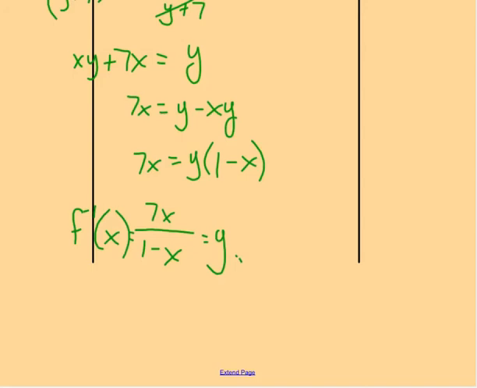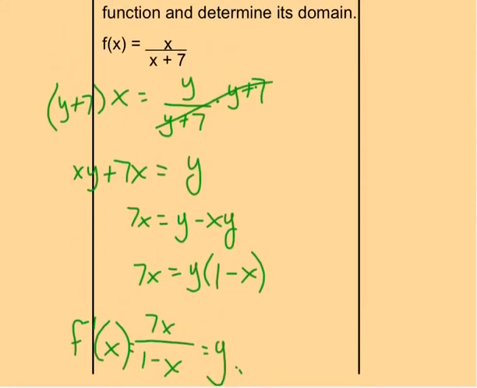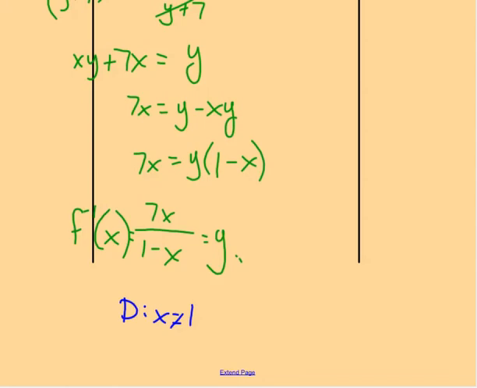For the domain, we need to look at what makes our inverse undefined. In this case, if x were 1, that would make the denominator 0, so x cannot equal 1. And we have to look back at our original function as well. We had x plus 7 in the denominator, so x cannot equal negative 7 either.